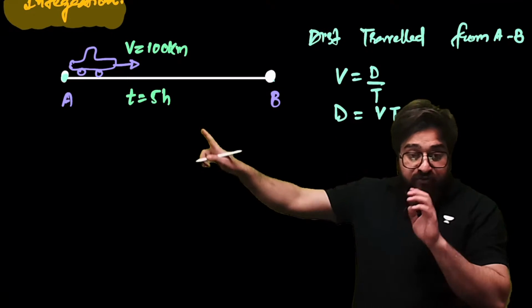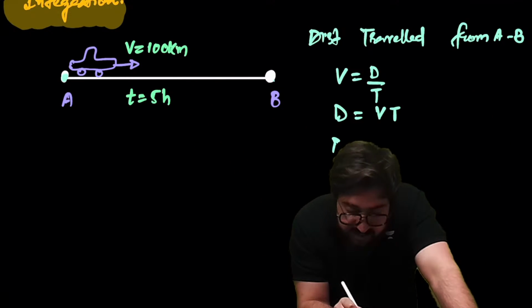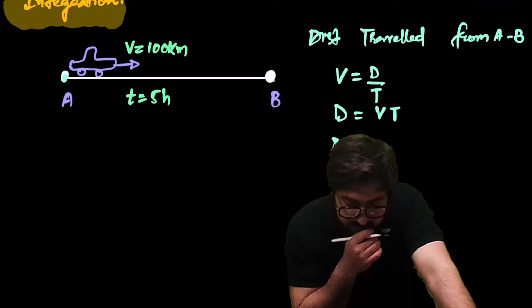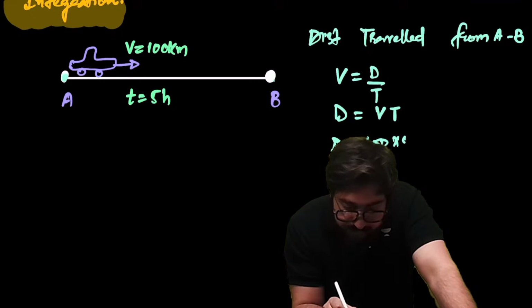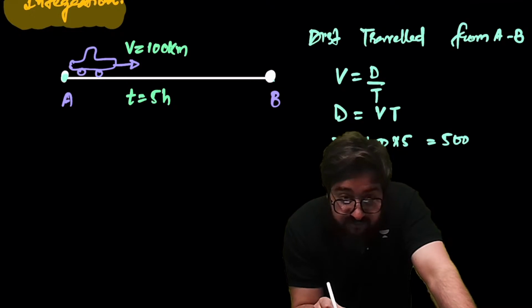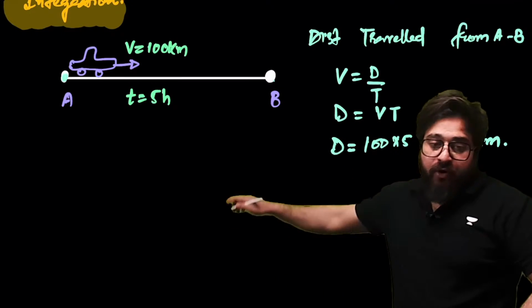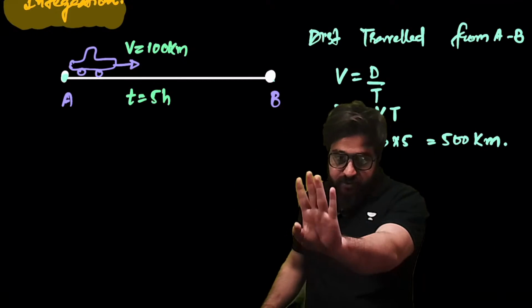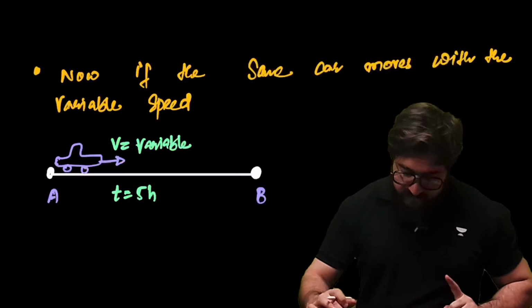Now, what is the value of velocity? That is 100 kilometers. So we say distance in this case, or displacement, is 100 multiplied by 5, that is 500 kilometers. So from A to B, distance is 500 kilometers. Cool, normal formula.